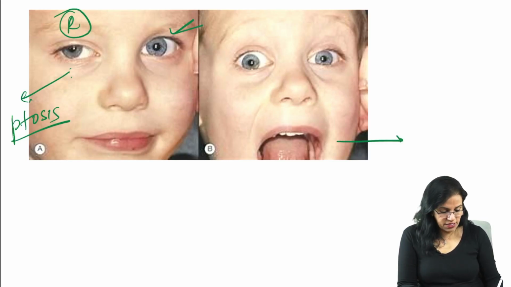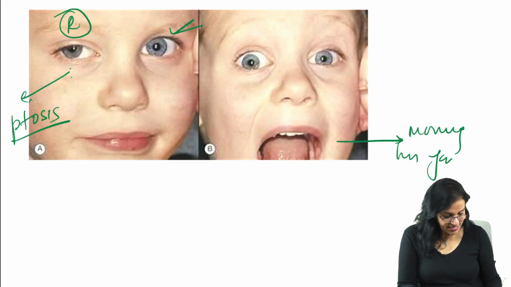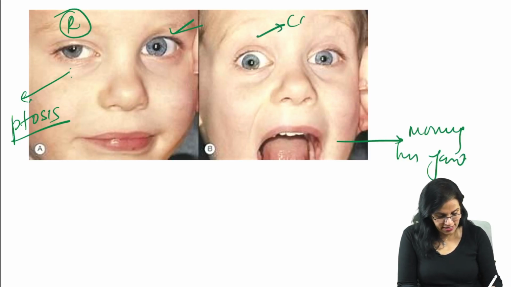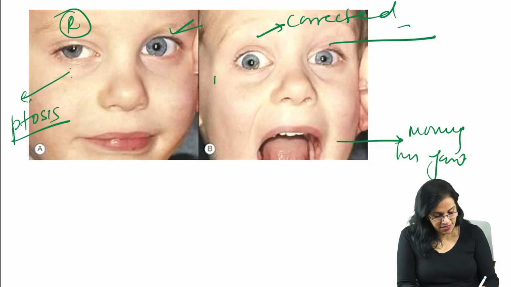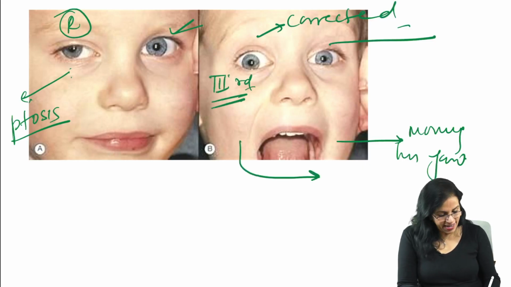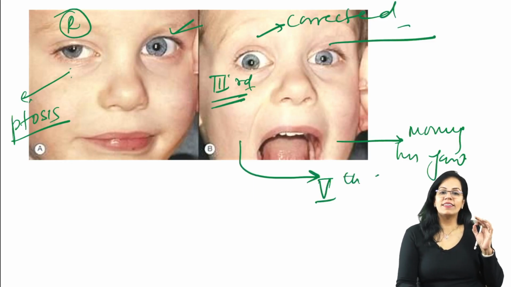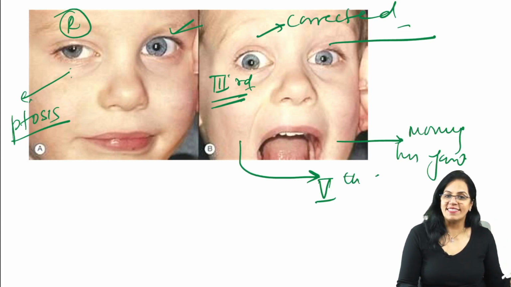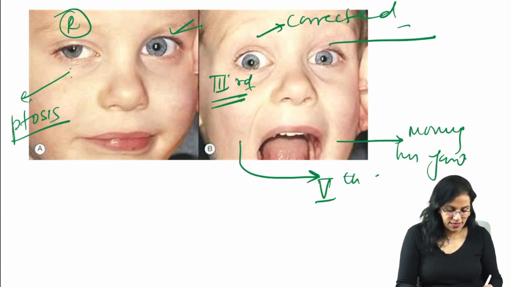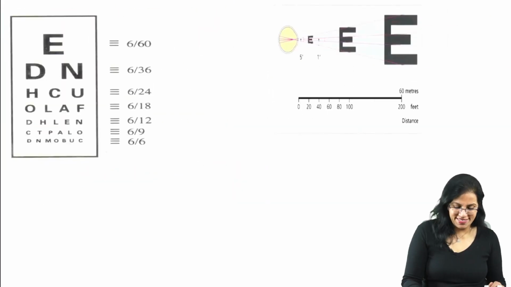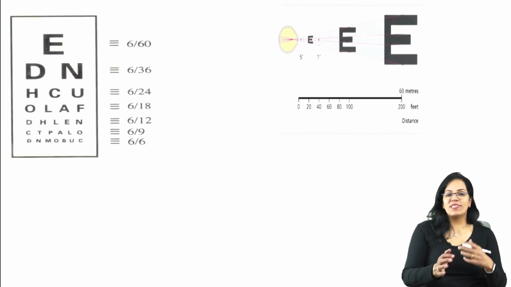When he moves his jaw, this ptosis gets corrected, right? What are you looking at? There's an abnormal connection between the LPS, which is supplied by the third nerve, and the lateral pterygoid, which is supplied by the fifth nerve. Now tell me, what are you talking about? Yes, this is Marcus Gunn jaw winking phenomenon. Okay, we come to the next slide here.